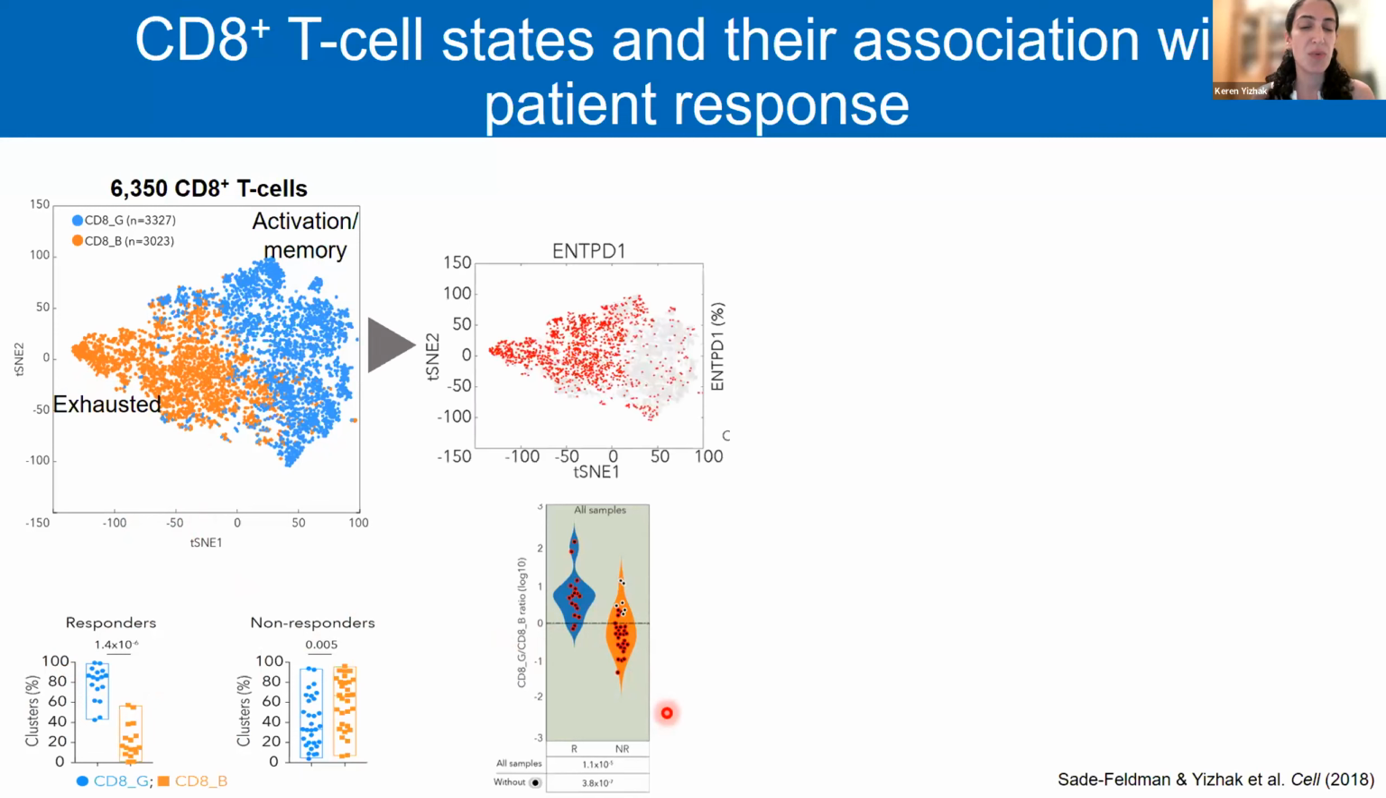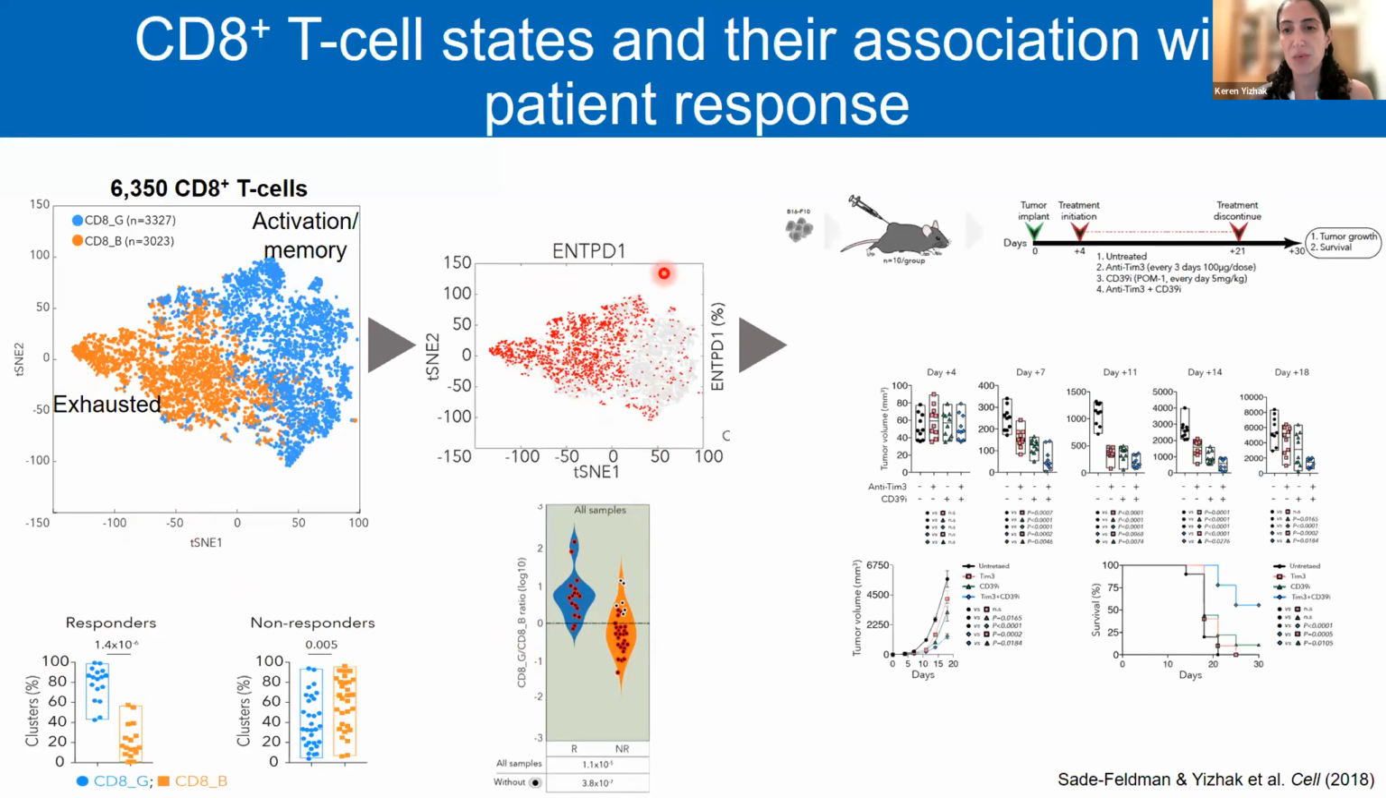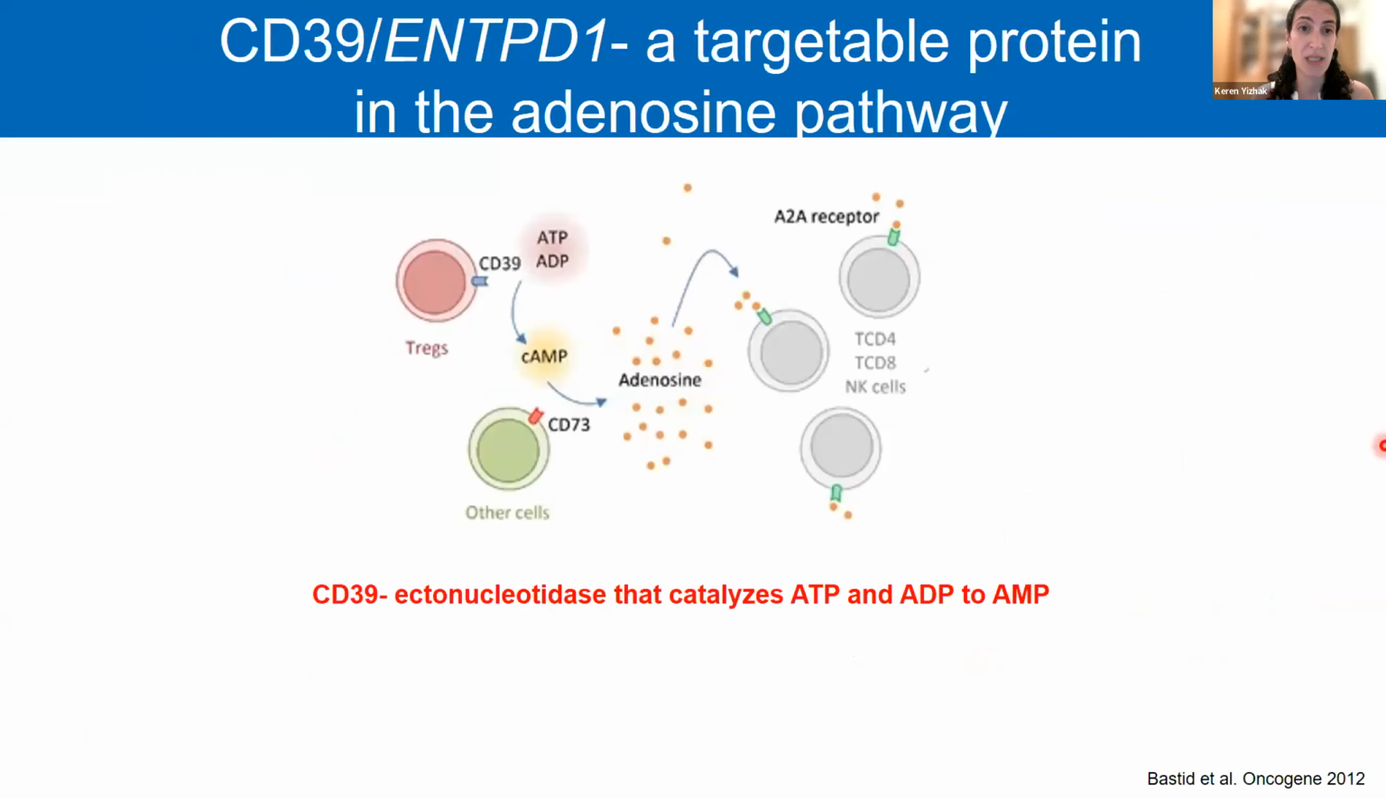Now, to study these populations more deeply, we looked for markers that can separate between them. One of the key markers was ENTPD1, which is also called CD39. And indeed, in in vivo studies, we found that inhibition of CD39 results in shrinkage of tumor volume and increased survival rate. Now, CD39 is a metabolic enzyme. It converts ATP to AMP, which eventually generates adenosine, an immunosuppressive metabolite.